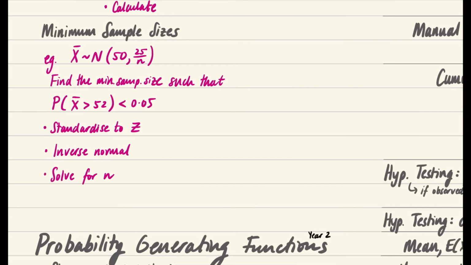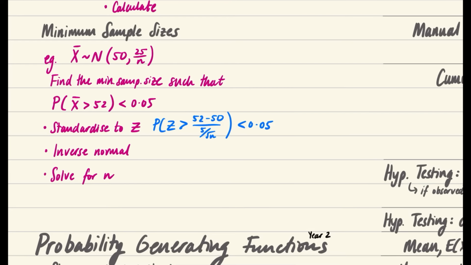When I talk about standardizing, I want to change it all to z. That means it's going to be P of Z. Now, instead of it being 52, we will subtract the mean, so it'll be 52 minus 50, and we divide it by the standard deviation. This is the variance, so the standard deviation will be the square root of 25, and the square root of n is just written as the square root of n. And we want this thing to be less than 0.05.